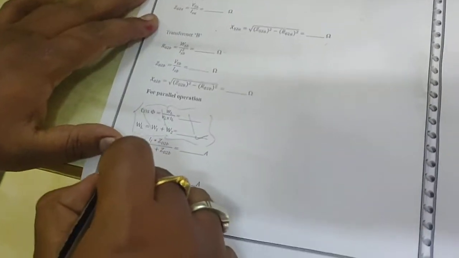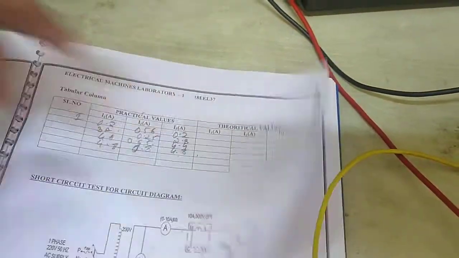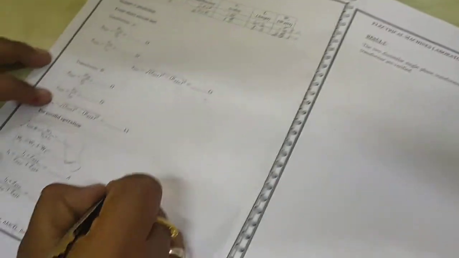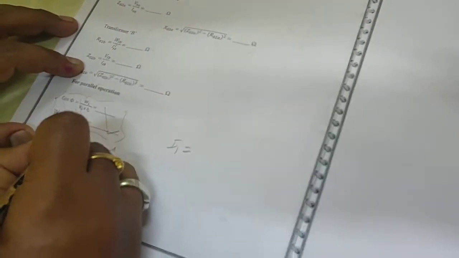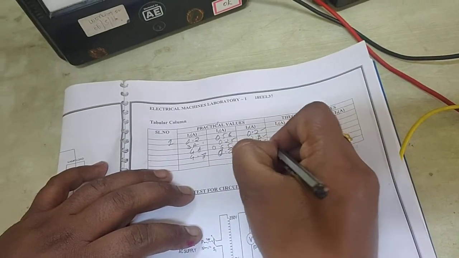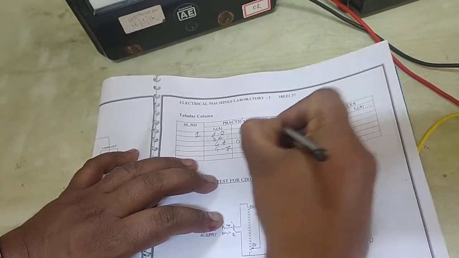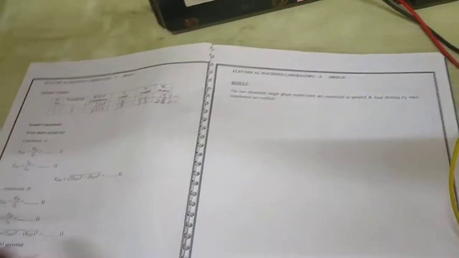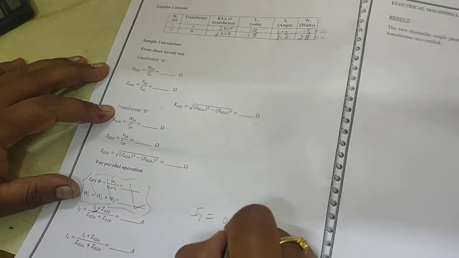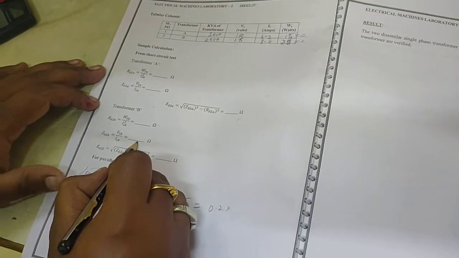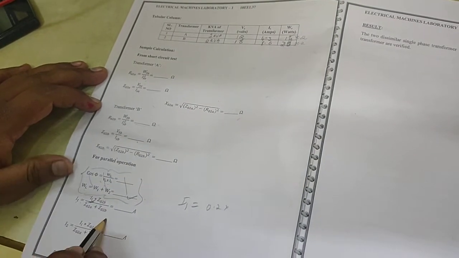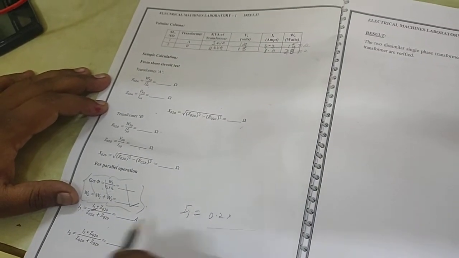Theoretically you have to fill here I1, I2 and I3. To calculate this I1, what you have to do is I1 equals, this is IL. IL is nothing but I3 here. Whatever the I3 values you got, this one only you have to take it as IL, practical values. First IL value is 0.2. So 0.2 into Z02B, whatever the values you got, divided by Z02A plus Z02B. You will get I1 value. That I1 value you can put here.